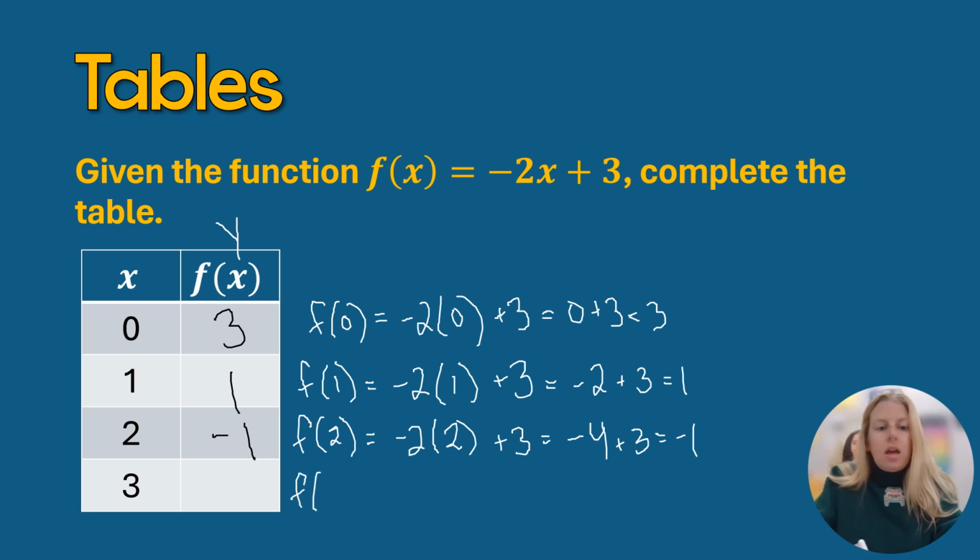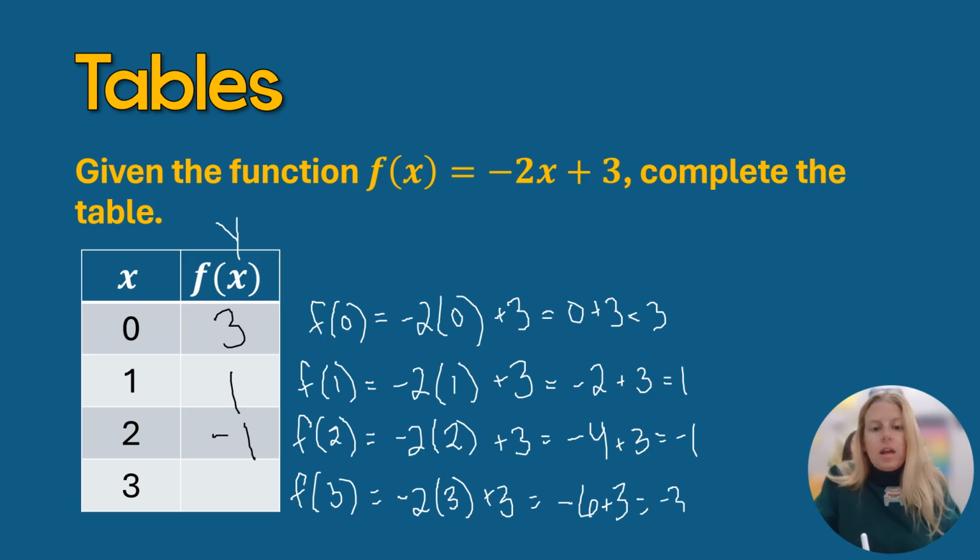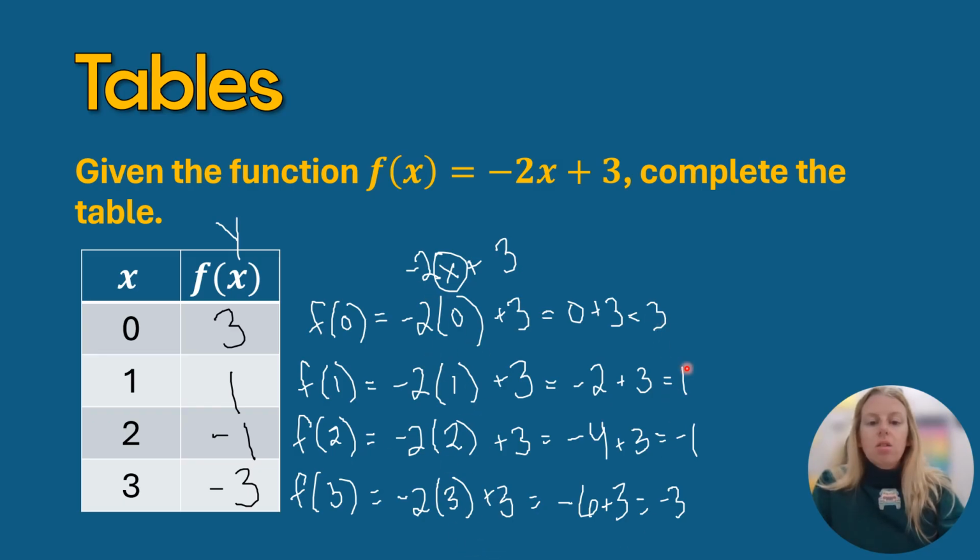And last one, f of 3 is equal to negative 2 times 3 plus 3. Negative 2 times 3 is negative 6 plus 3 equals negative 3. So I'm going to put a negative 3 in my table. Alrighty, so this is just evaluating functions. All of this was the x. This was negative 2x plus 3. But instead of x, we put all of these numbers, 0, 1, 2, and 3, and solved to get our f of x.